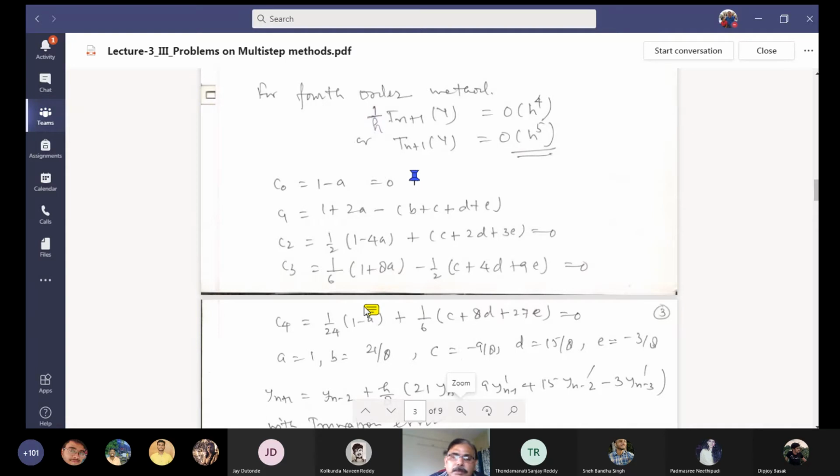Note down that in C4 it is 1 by 24, 1 minus 16a, I think. Let me check it. On page number 3, C4 is there. Yes, it is 1 minus 16a. So make this correction.